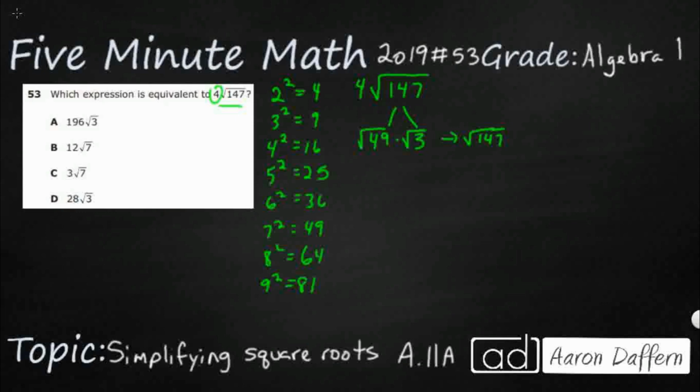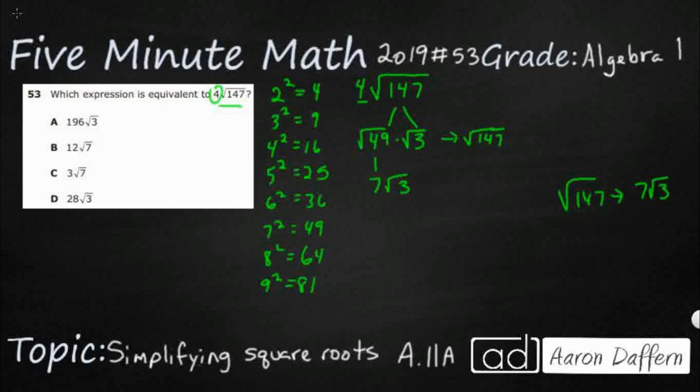So we're going to take our square root of 49. We're going to say, I know what that can look like in a simpler form. That's 7, right? So that's why we were looking for that perfect square. And then that square root of 3 just stays the square root of 3. We can't simplify that. So the square root of 147 can be simplified to 7 times the square root of 3.